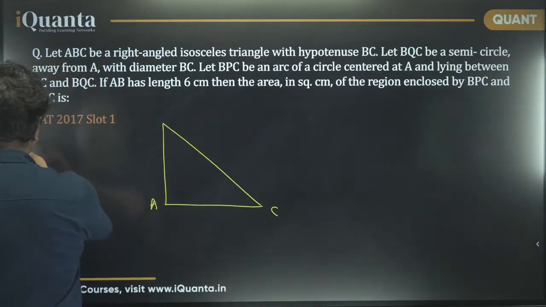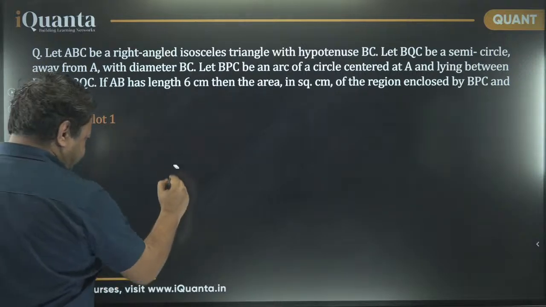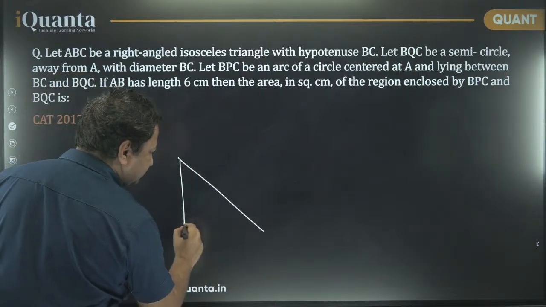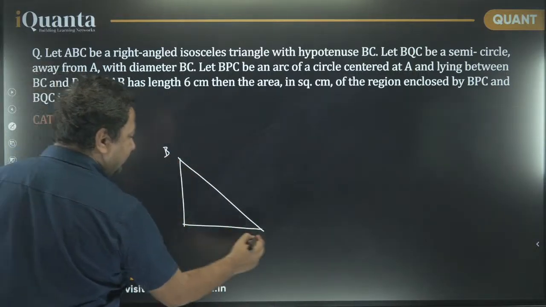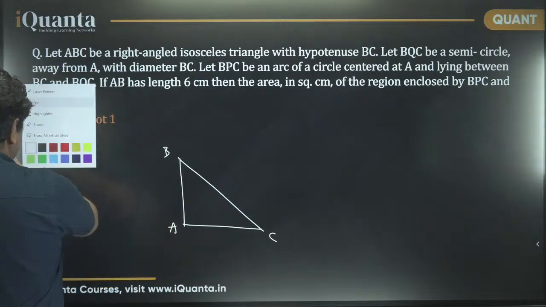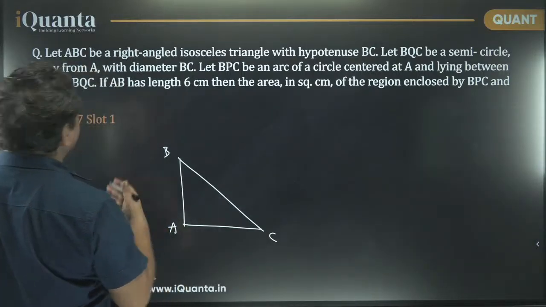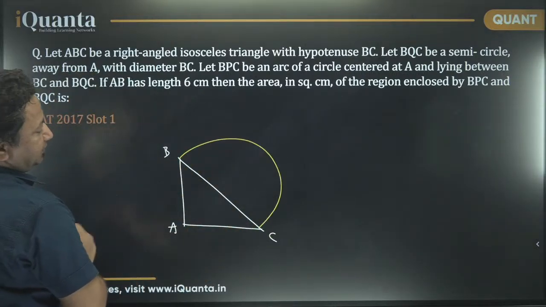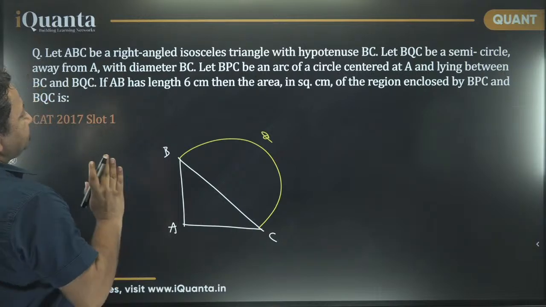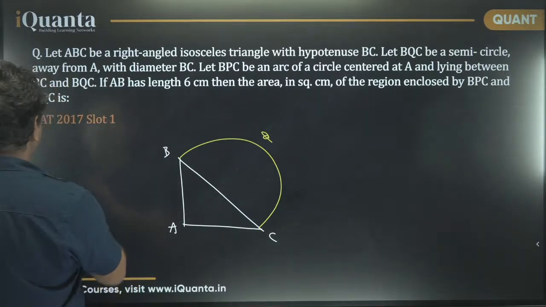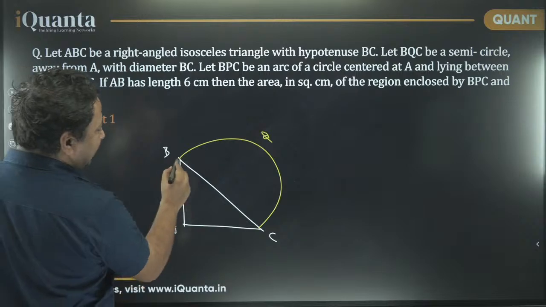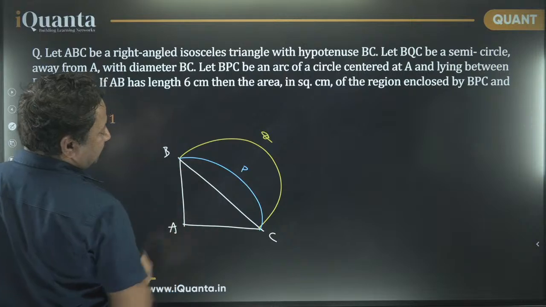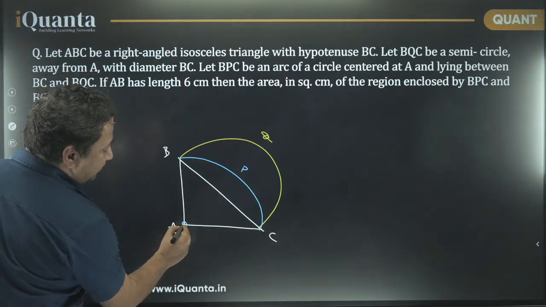Let me draw it again. B, C, A. BQC is a semicircle away from A with diameter BC. So this is how it will look. Okay, BQC. Let BPC be an arc of a circle centered at A. Let this be BPC. I am using blue here.